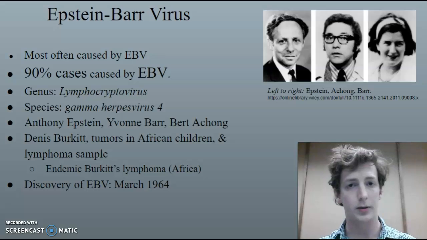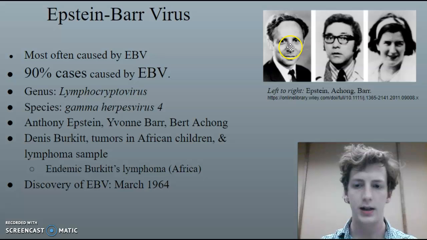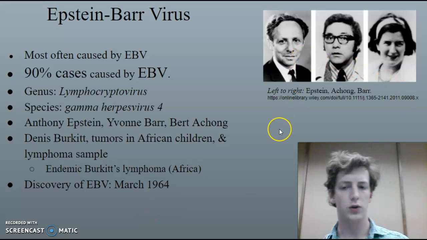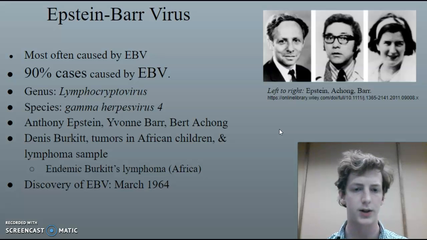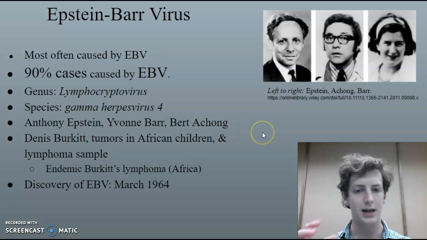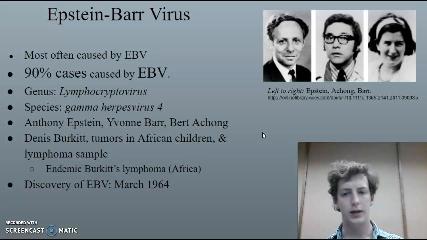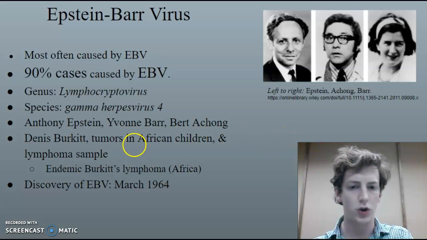And I'd like to tell you a little bit about the history behind its research. So these 3 people, Anthony Epstein, Bert Achong, and Yvonne Barr, discovered EBV in March of 1964. Epstein was the first one to learn about the effects of this virus when he attended a lecture by Dennis Burkitt, who was at the time researching tumors in or near the cranial regions of African children. And Epstein was already particularly interested in how viruses may be linked to tumors.